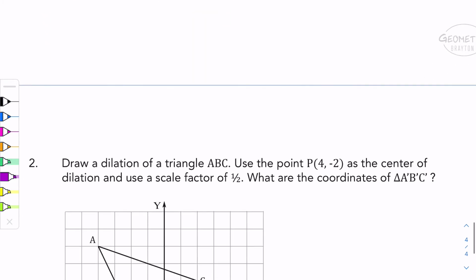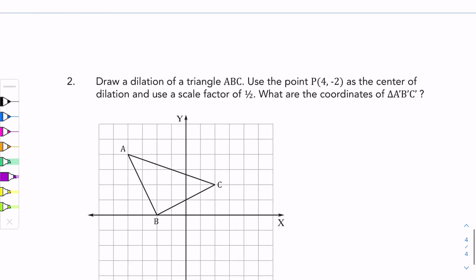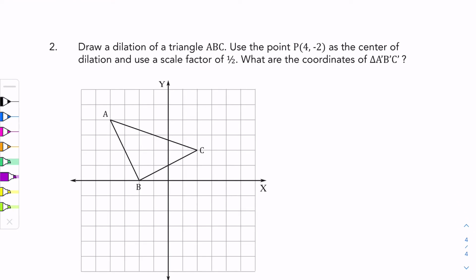And we have one more example, which is going to be a scale factor of 1/2, so this is going to be a reduction. Number 2 tells us to use the point P at (4, -2) as our center. So (4, -2) is located here. We are looking at a scale factor of 1/2, which means we are actually going to be dividing our slope in half.